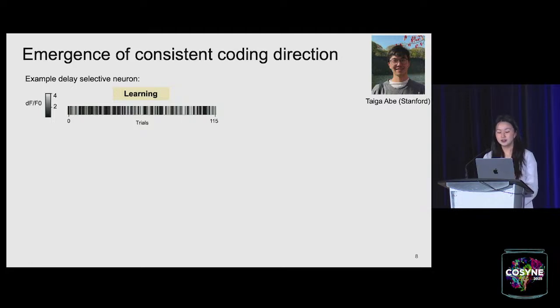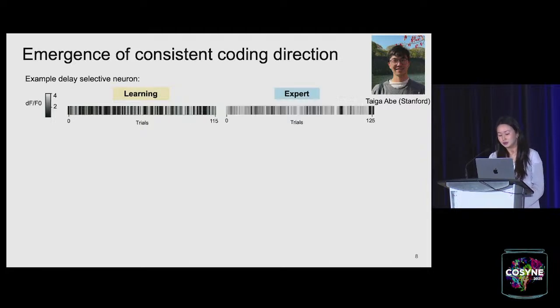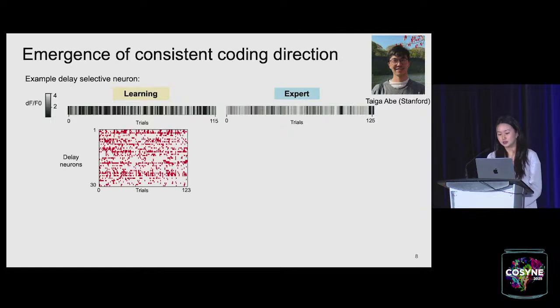So you can see here that it's sporadically active over the trials, but in the expert stage, however, this activity becomes more consistent. At the population level, we can plot the activity of neurons on the y-axis across trials on the x-axis. And you can see a vertical banding pattern across the neurons, meaning that these neurons are co-active, but not on every trial.